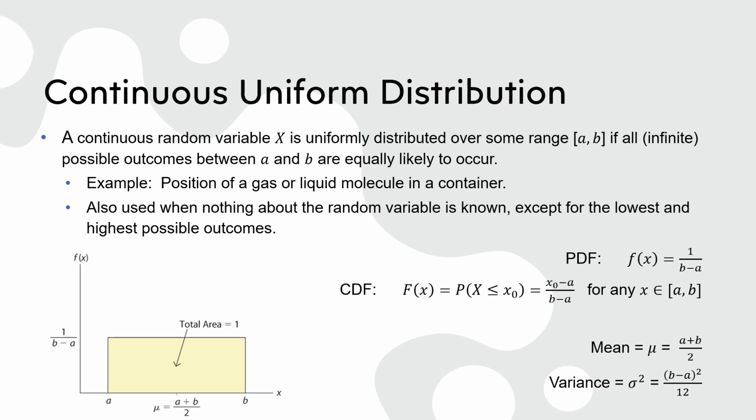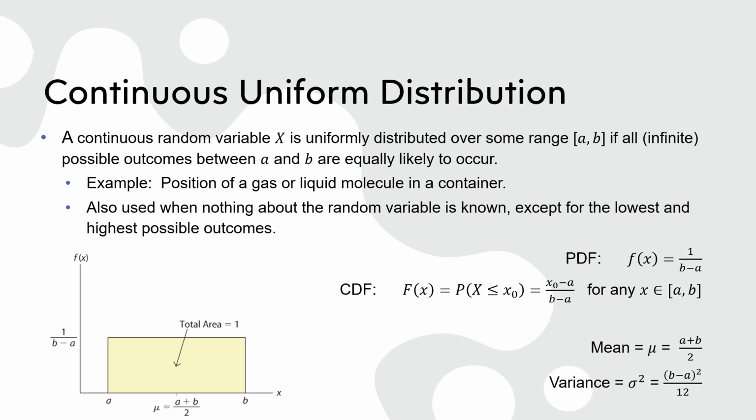The PDF gives the height of the function over the interval a to b. For a uniform distribution, this is constant because every outcome is equally likely. The formula for the PDF is 1 divided by the length of the interval, b minus a. This ensures that the total probability over the interval equals 1, as required for any valid probability distribution.